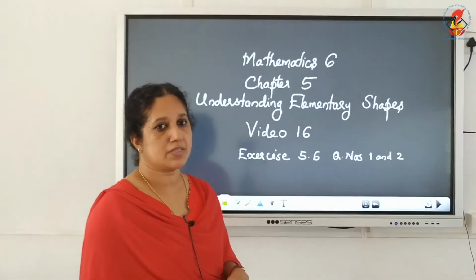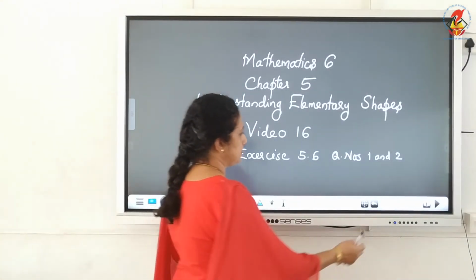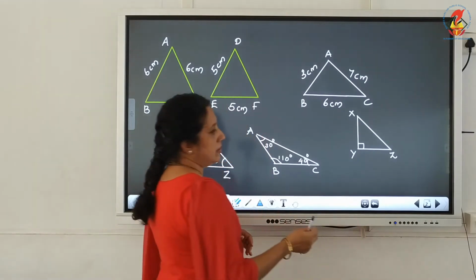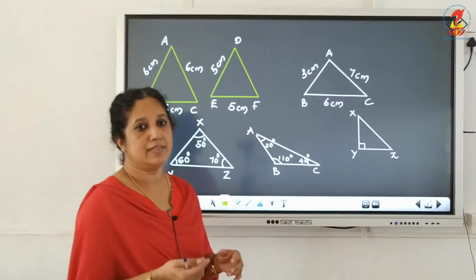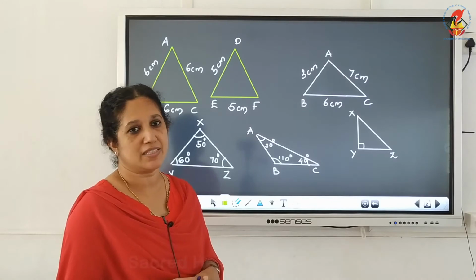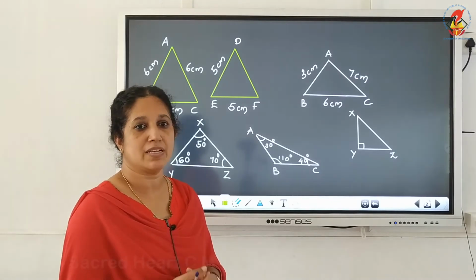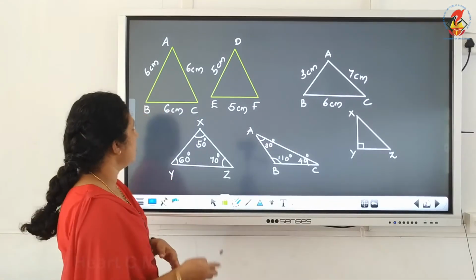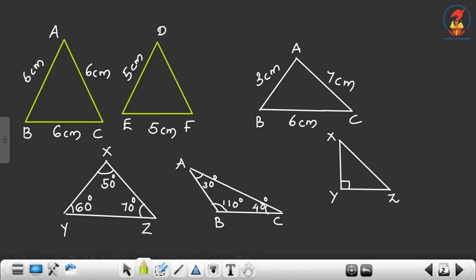Exercise 5.6, question numbers 1 and 2. Now before that, we have already learned the classification of triangles. We can classify the triangles based on sides as well as based on angles. Let me just have a look at these figures.